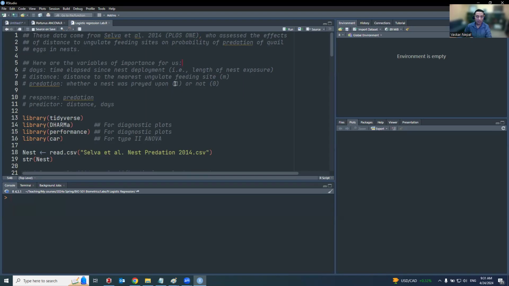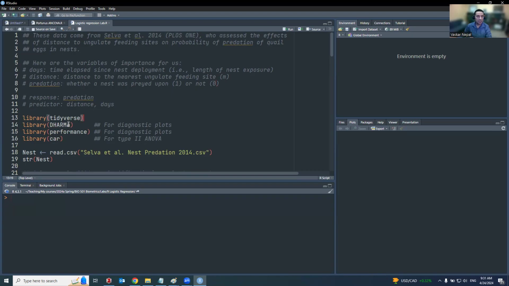If they were preyed upon, they scored that one. If they were not preyed upon, they scored that zero. So that's perhaps the first thing that you will need to do. If you analyze logistic regression type data, then you will need to code your response variable into ones and zeros. You might say preyed upon or not preyed upon in your data set, but eventually you will need to change those to ones and zeros.